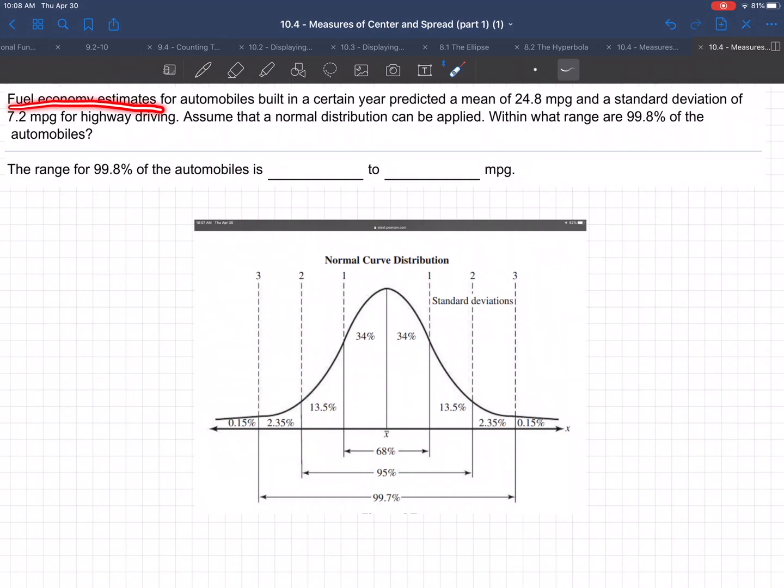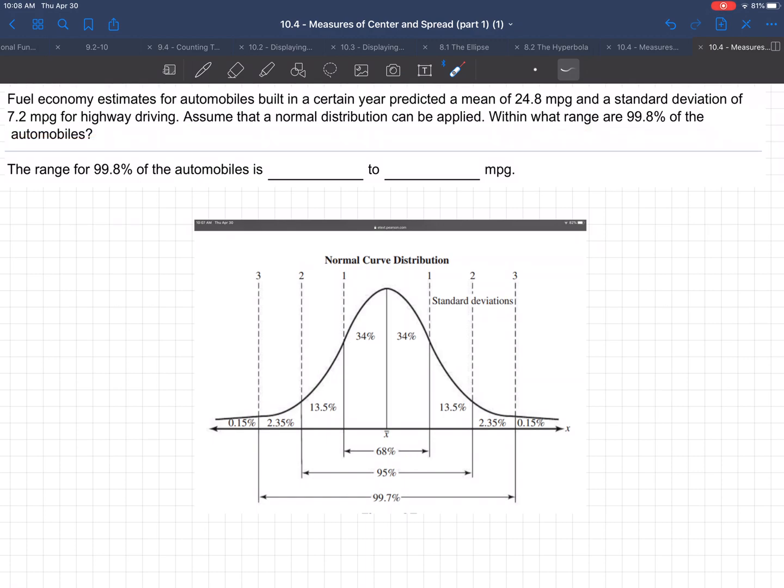Fuel economy estimates for automobiles built in a certain year predicted a mean, an average, of 24.8 miles per gallon and a standard deviation, that's average distance from the middle, of 7.2 miles per gallon for highway driving. Assume that the normal distribution can be applied. Within what range are 99.8% of the automobiles?